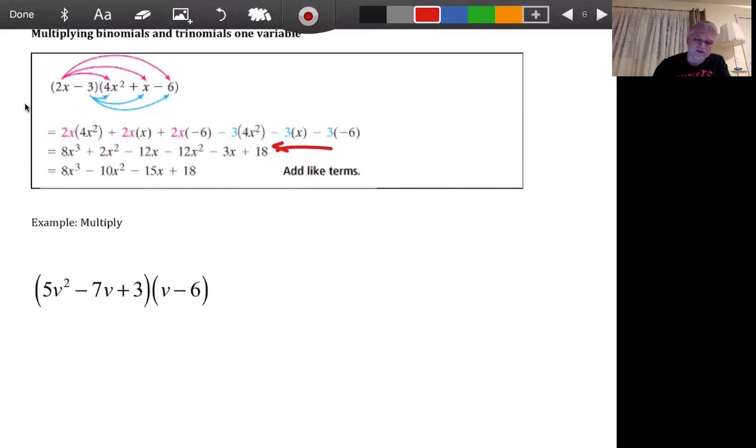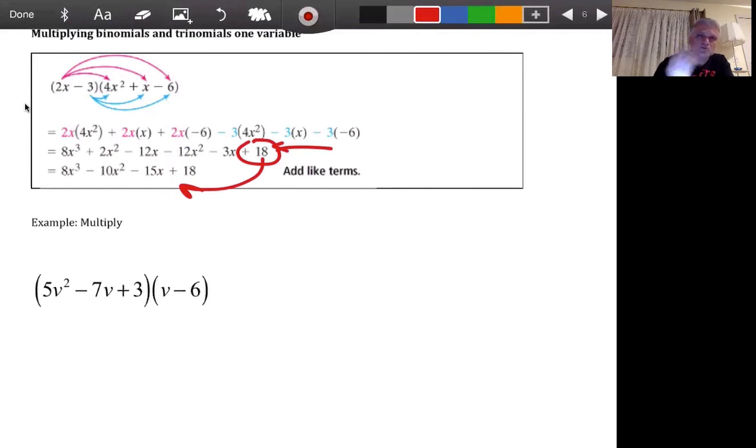Okay. And then finally, there was no other constant, so the plus 18 went there. So you just have to look for like terms at the end. Okay, you're not doing a whole lot different. It's just that there aren't going to be 4 terms.